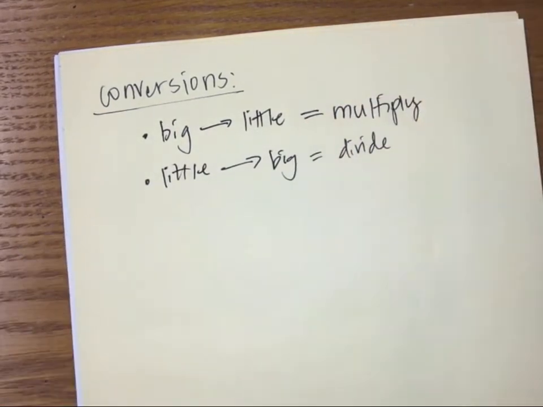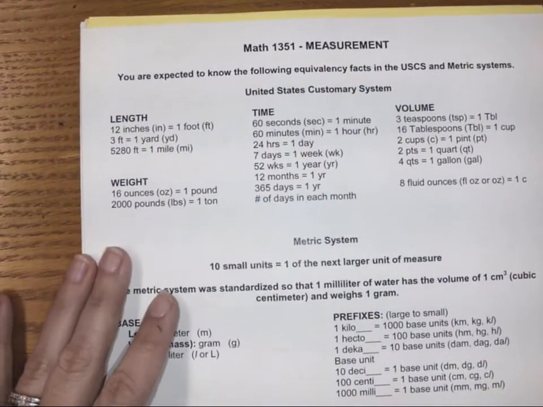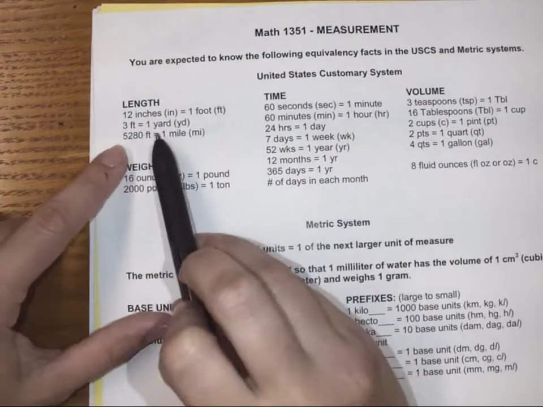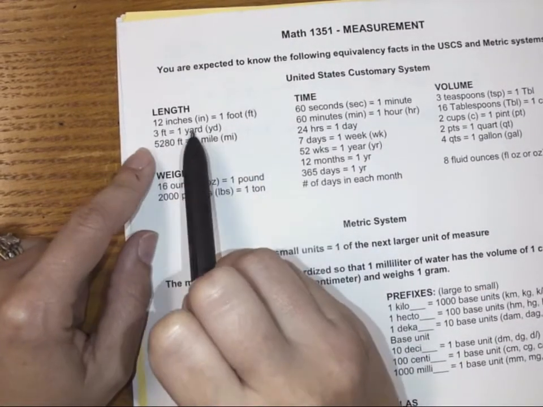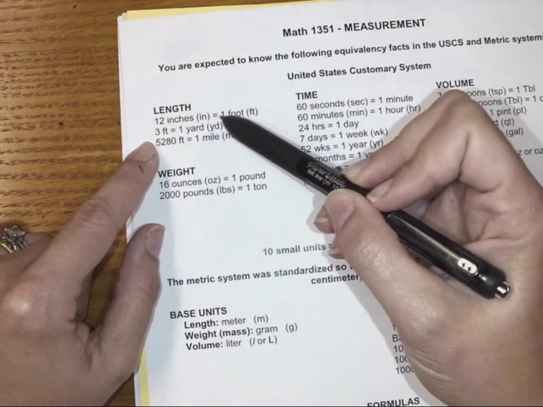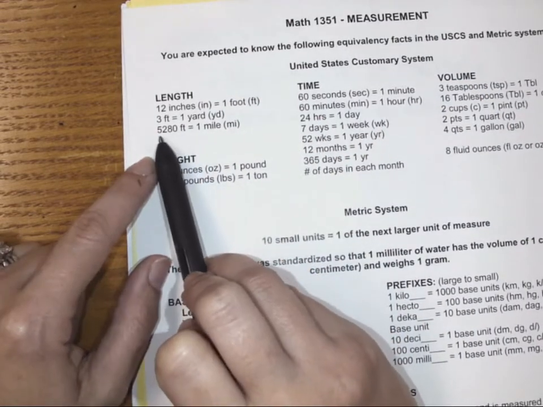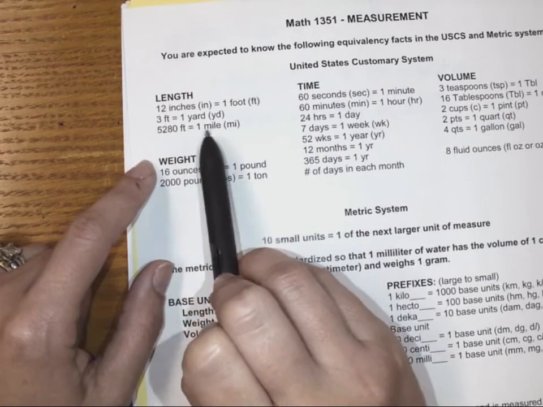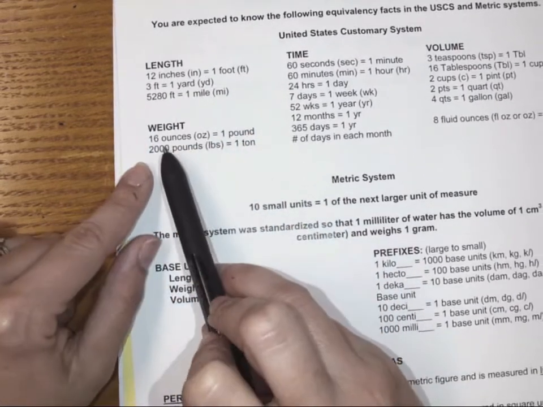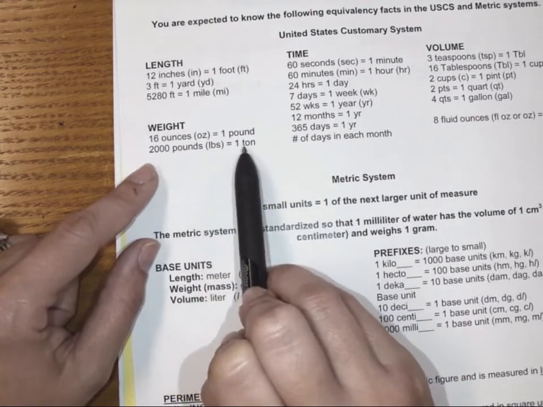Oh, and one more thing I need to show you is all of our conversions. So I also have attached this conversion chart. Within the customary system, 12 inches is 1 foot, 3 feet is 1 yard. I expect for you to know those for sure. This one you might not know off the top of your head, but hopefully after this lesson you will know it a little bit better. 5,280 feet is 1 mile. For weight, 16 ounces is 1 pound, and 2,000 pounds is 1 ton.